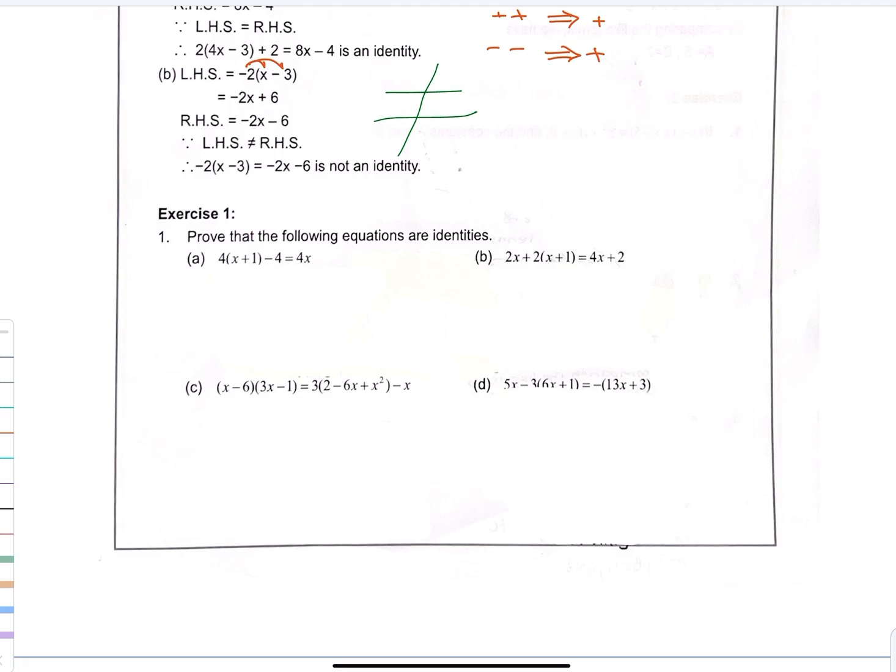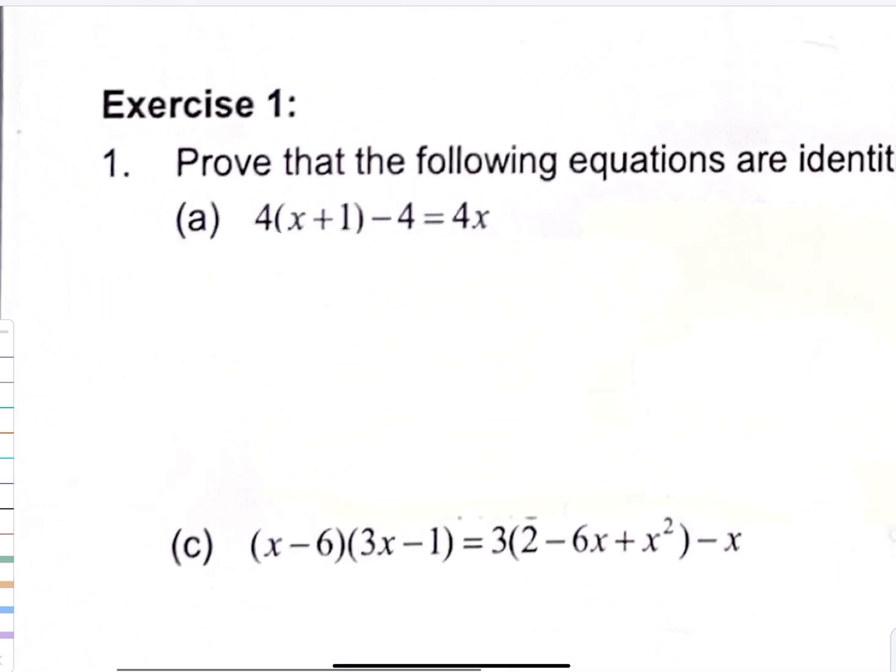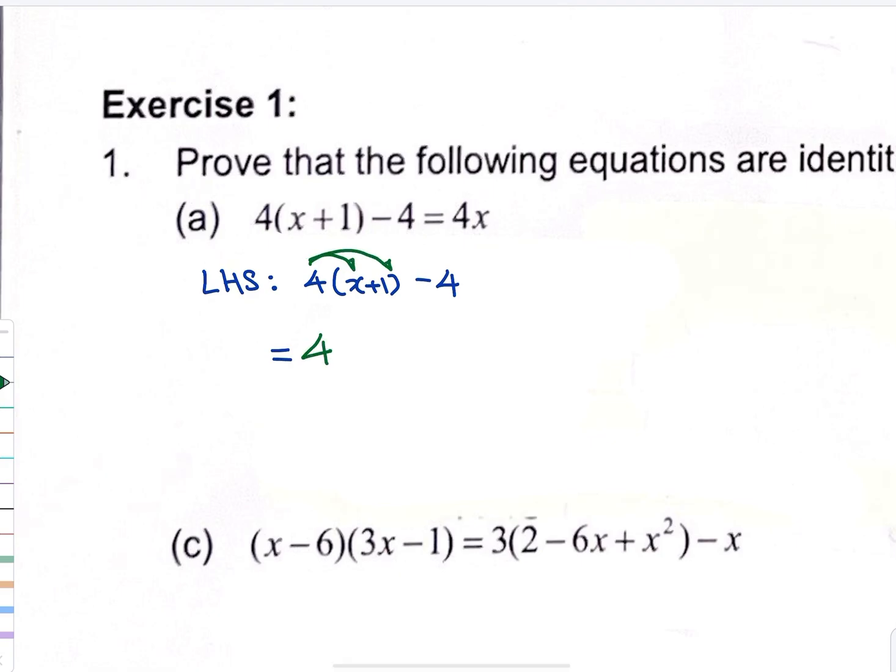If this is an identity or not. So first of all, write the left hand side. What is on our left hand side? 4x plus 1 minus 4. And then open up the bracket. Everything outside goes in. 4 times x, 4x, 4 times 1, 4. And then minus 4. What can be calculated with each other? This one has the unknown x, these two don't. So these can be done together. 4 minus 4 is 0. So it's just 4x.